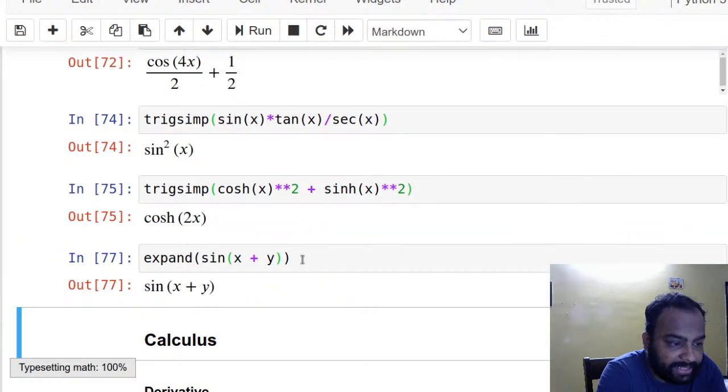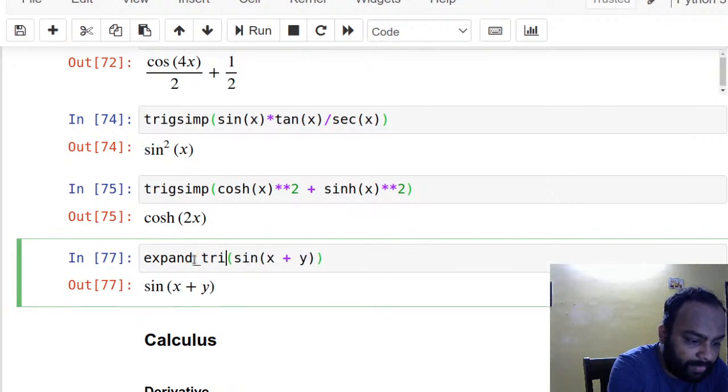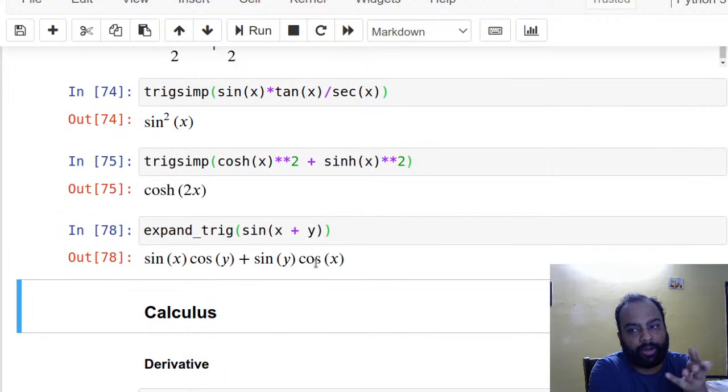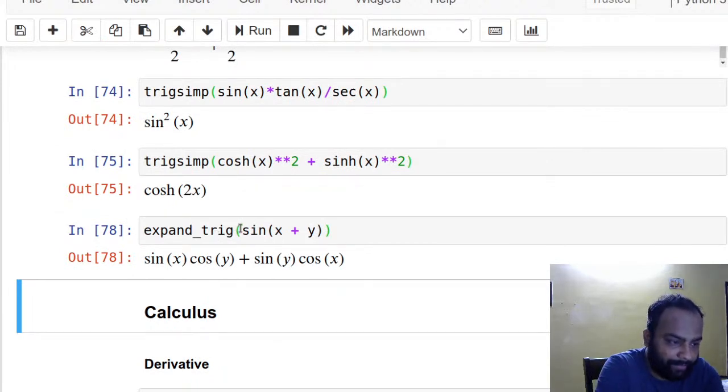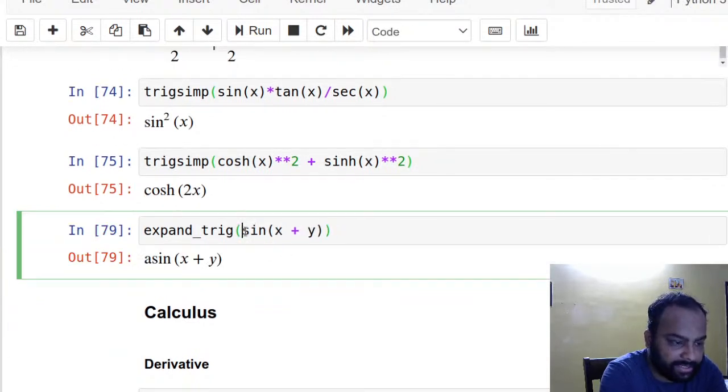So if I say this, Python does not know what I mean, because sine x plus y is fine, right? But if I say expand underscore trig, now Python knows that I want it to write out the formula for sine x plus y like that, right?